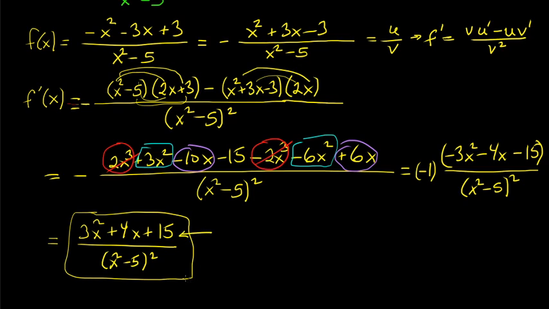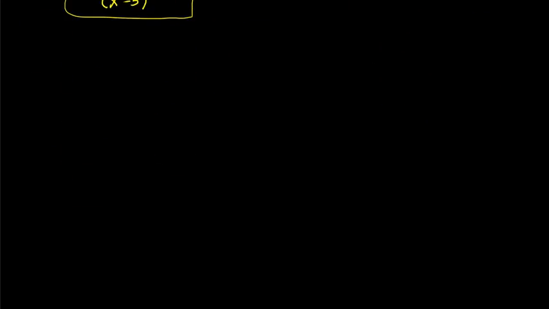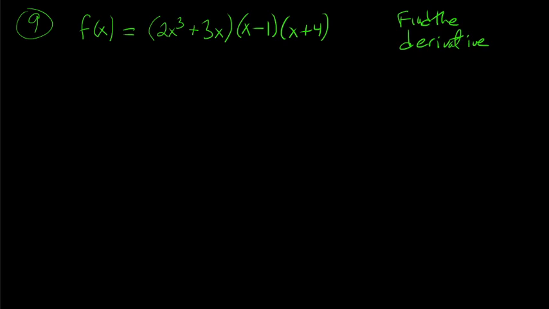I don't think we're going to be able to factor the numerator here. I guess it's possible, but it's just not likely. So I would leave the answer like this. Okay, so number 9 is also a bit of a tricky one. f of x equals 2x cubed plus 3x times x minus 1 times x plus 4. And it just says find the derivative.